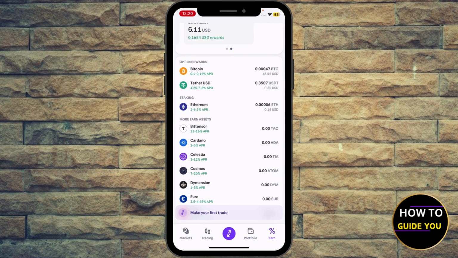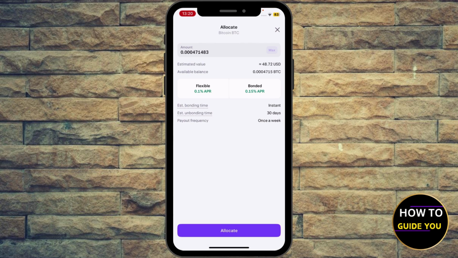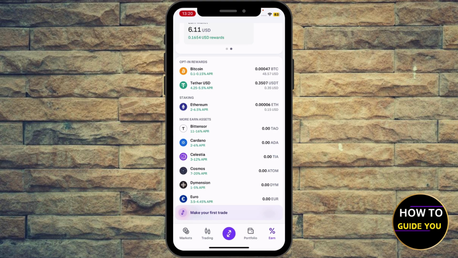You can see right here I'm earning from Ethereum by staking Ethereum, and as you can see, the available option to stake, for now at least, is Ethereum. You can also use Bitcoin for that, and you're gonna see the percentage of earnings. If you are lazy and don't want to go in every day and trade with Kraken, you can just leverage that stake and earn from it while you sleep.